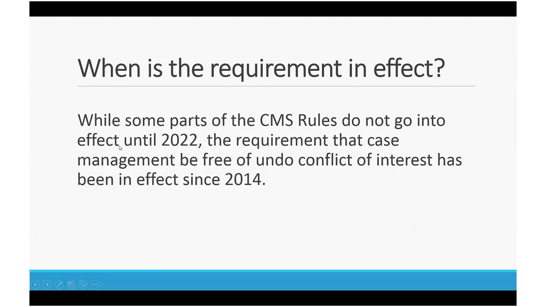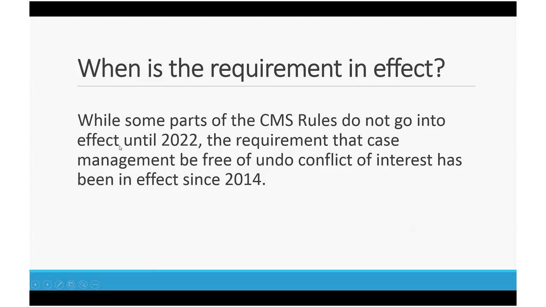So when did this requirement go into effect? Some parts of the CMS rules don't go into effect until 2022. The federal government has given states a period of time to evaluate how their systems comply with the rules and have allowed states to have a transition plan to come into compliance with the rules. But the requirement for case management being free of conflict of interest has actually been in effect since 2014. But in practice, CMS is allowing states time to make the adjustments to come into compliance.